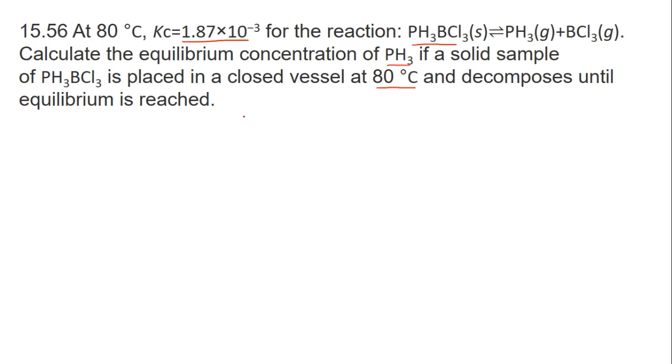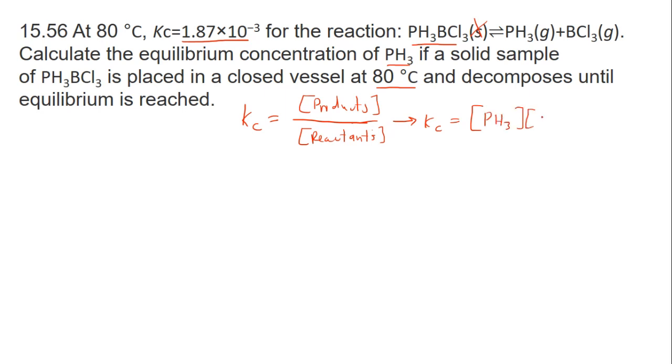And to first determine that, we need to come up with the expression for this equilibrium. Normally, it's the concentration of products over the concentration of reactants, except if one of the reactants or products is a liquid or a solid. And so we look up here at the decomposition of phosphine boron trichloride. This is a solid, so that wouldn't show up in our equilibrium expression. Therefore it would turn into the concentration of phosphine times the concentration of boron trichloride.